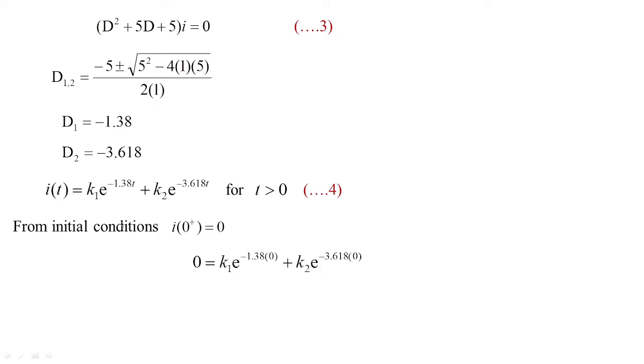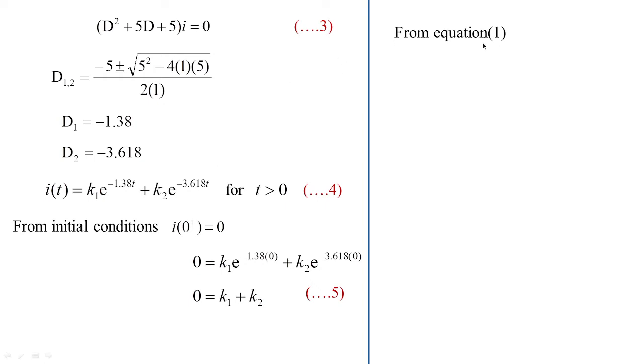So in equation 4 I am substituting i of 0 as 0, which is equal to k1 e to the power of minus 1.38 t, and here we have to substitute the value of t as 0, so 0, plus k2 e to the power of minus 3.618 times 0. With this I can get the equation as 0 equal to k1 plus k2. In fact, from equation 5 I can say that k1 is equal to minus k2. I hope you have understood this step, how we have obtained equation 5 from equation 4, right?